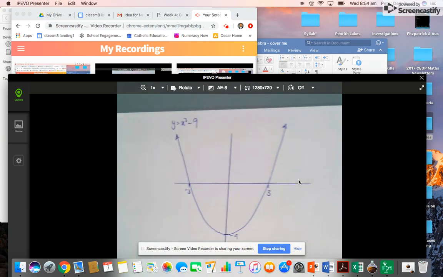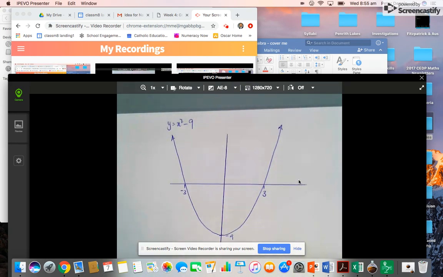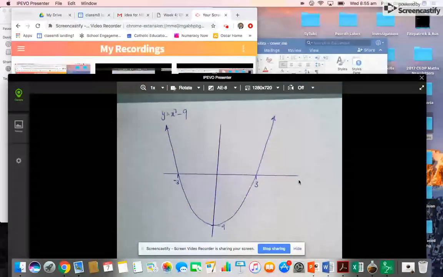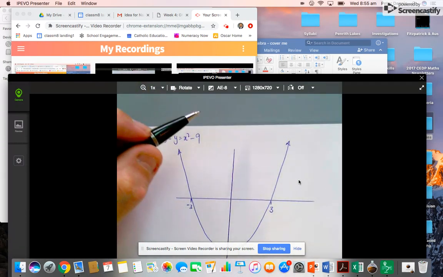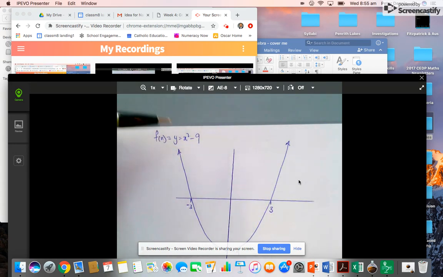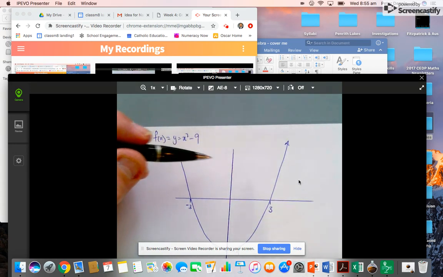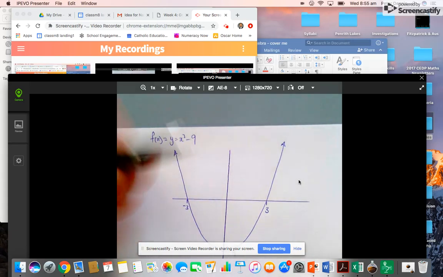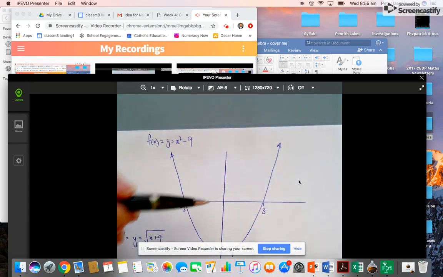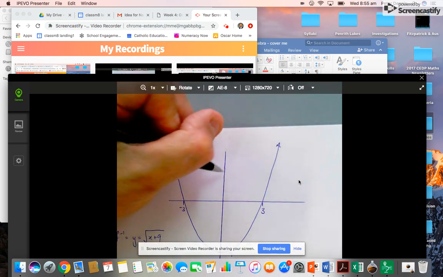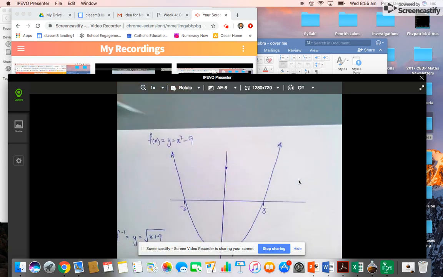Why are there some issues? Because this is not an injective function. But the inverse, so this was f of x. So the inverse is the square root of x plus 9. So when x is 0, what we've got, the inverse, f to the minus 1 equals y, which equals the square root of x plus 9. So when x is 0, y is 3. The square root of 9 is 3.